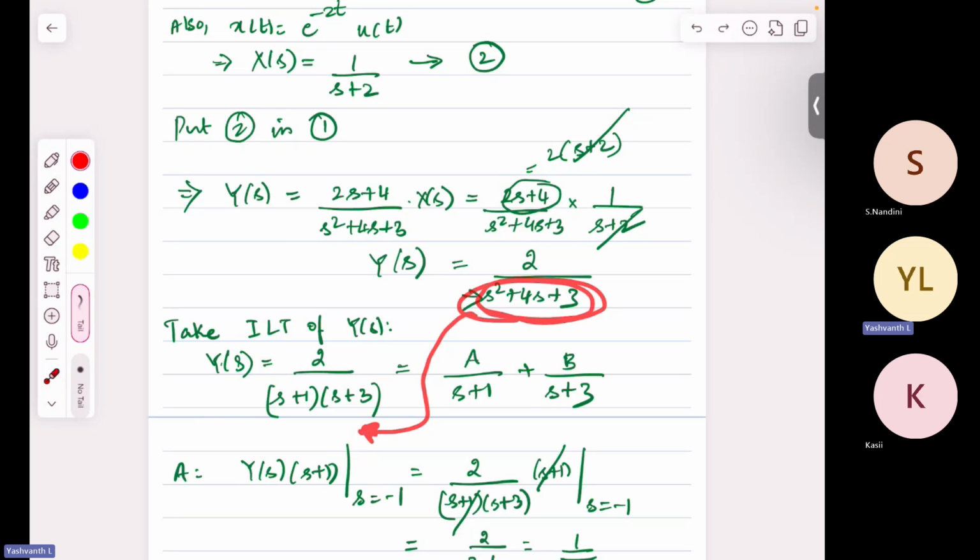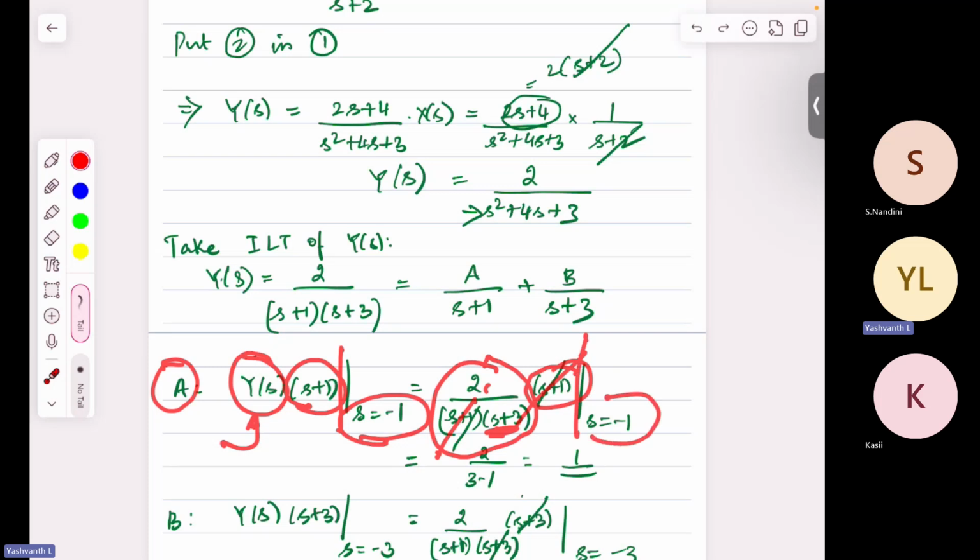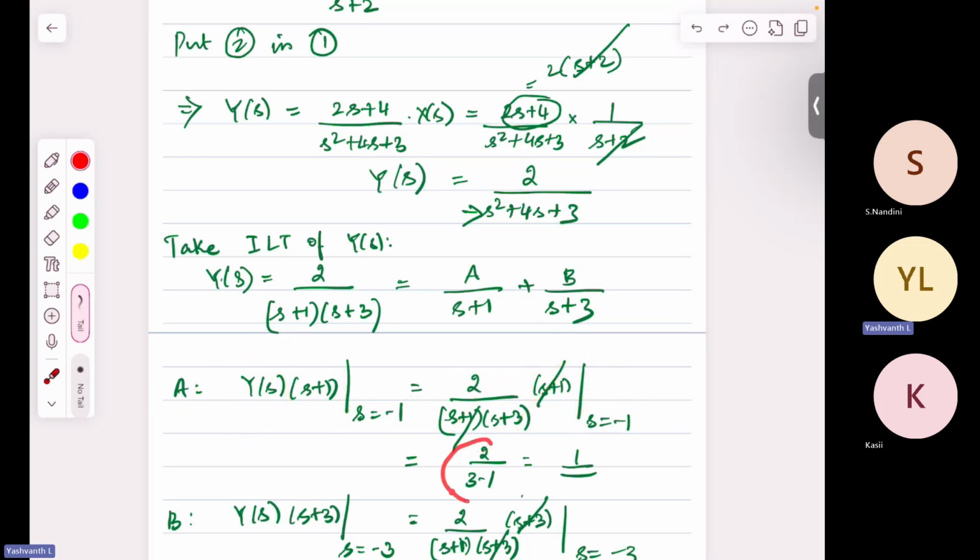Therefore, you can factorize this by partial fraction expansion as A by s plus 1 plus B by s plus 3. And we need to find the values of A and B, where A is nothing but: take Y of s, multiply by s plus 1 and evaluate at s equal to minus 1. So Y of s is 2 divided by s plus 1 into s plus 3, and when you multiply by s plus 1 it gets cancelled. So it's just 2 by s plus 3, evaluated at s equals minus 1. So it becomes 2 divided by 3 minus 1, which is 2 by 2 or 1. So A is equal to 1.